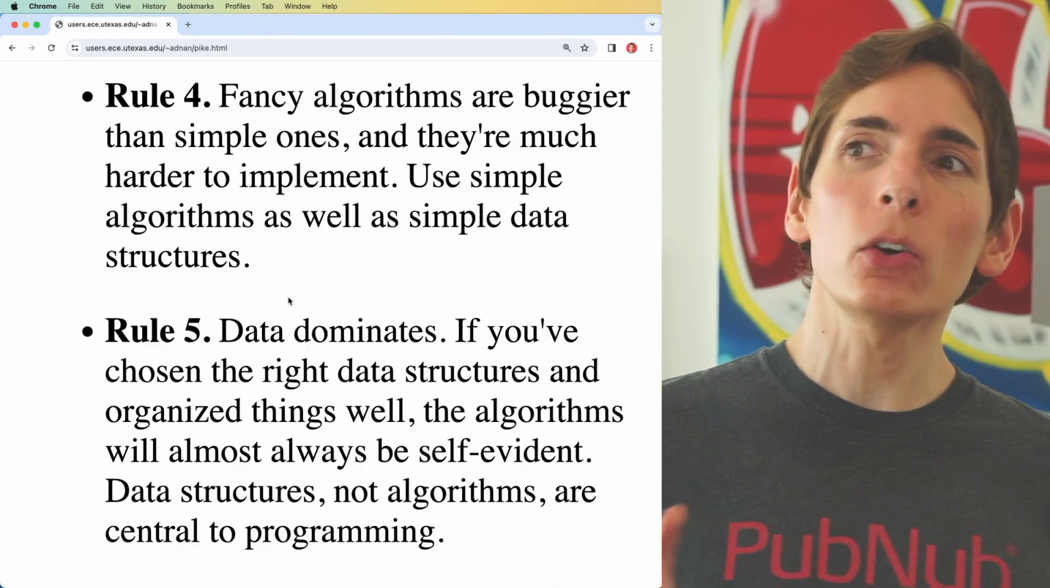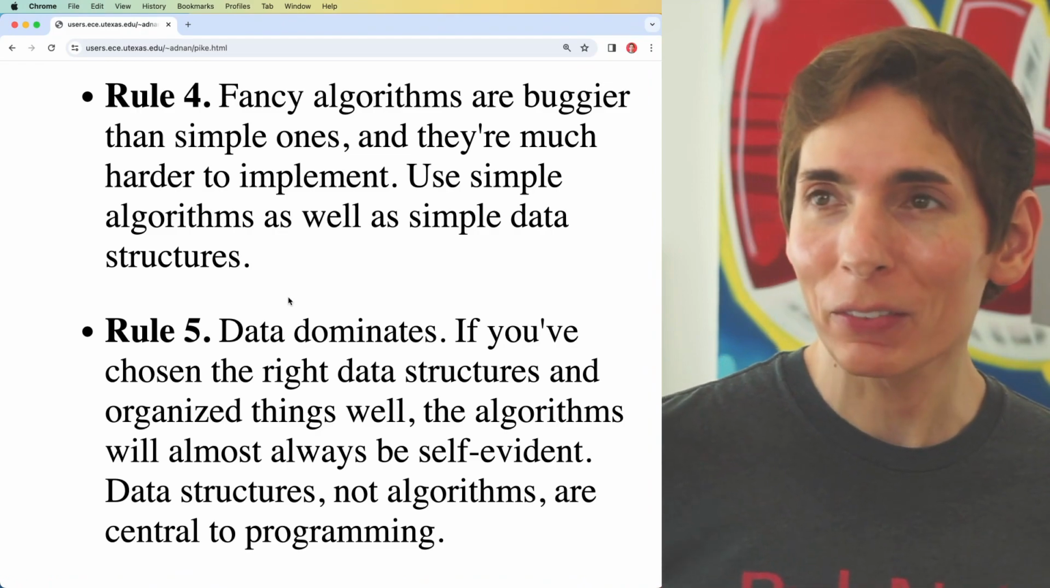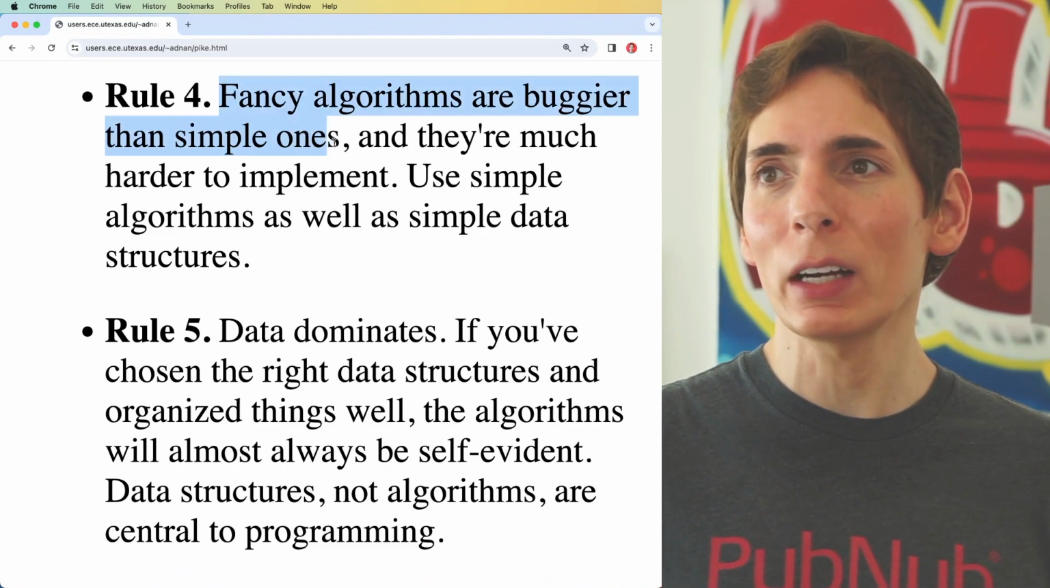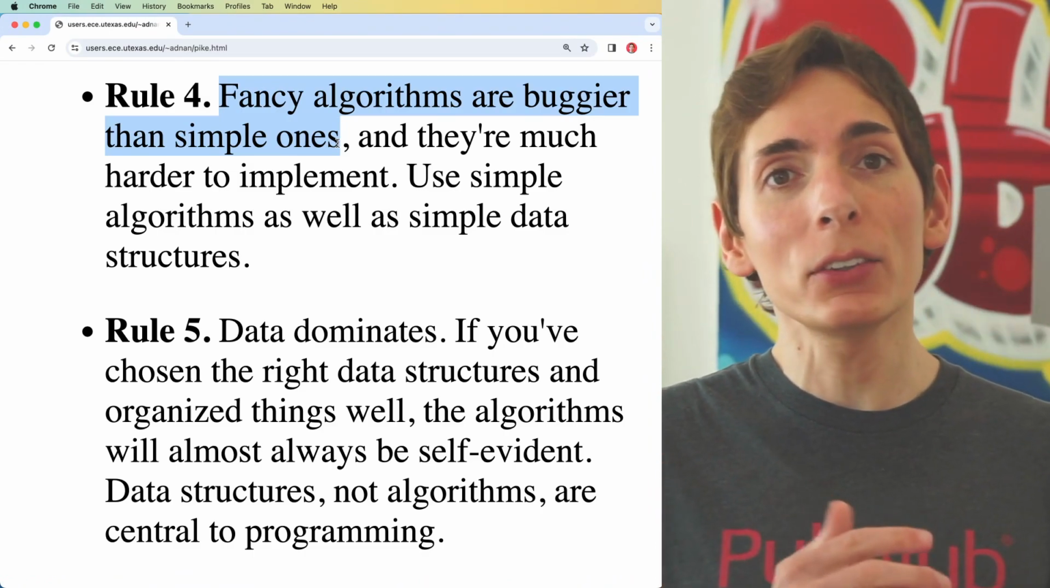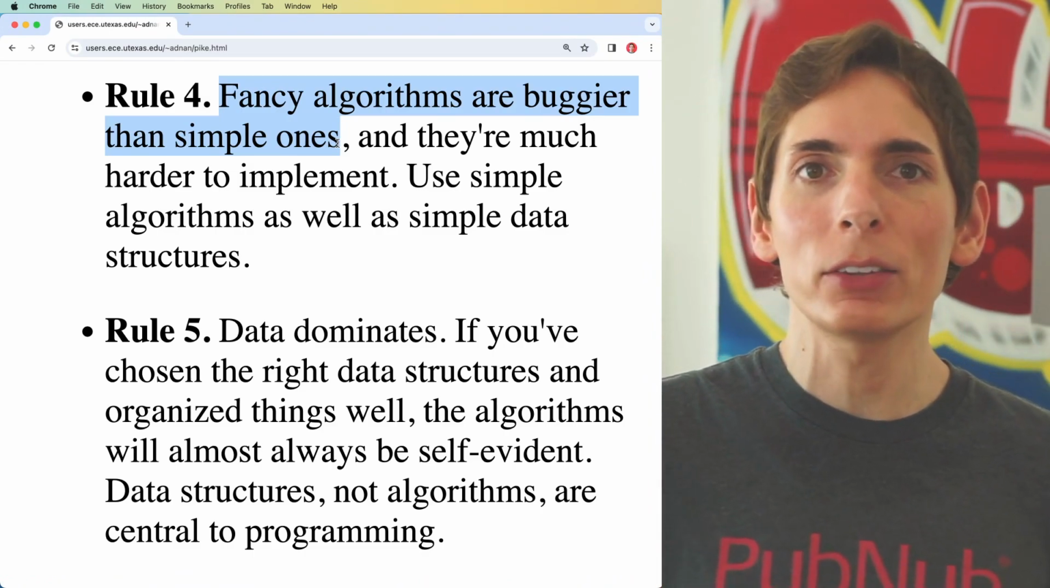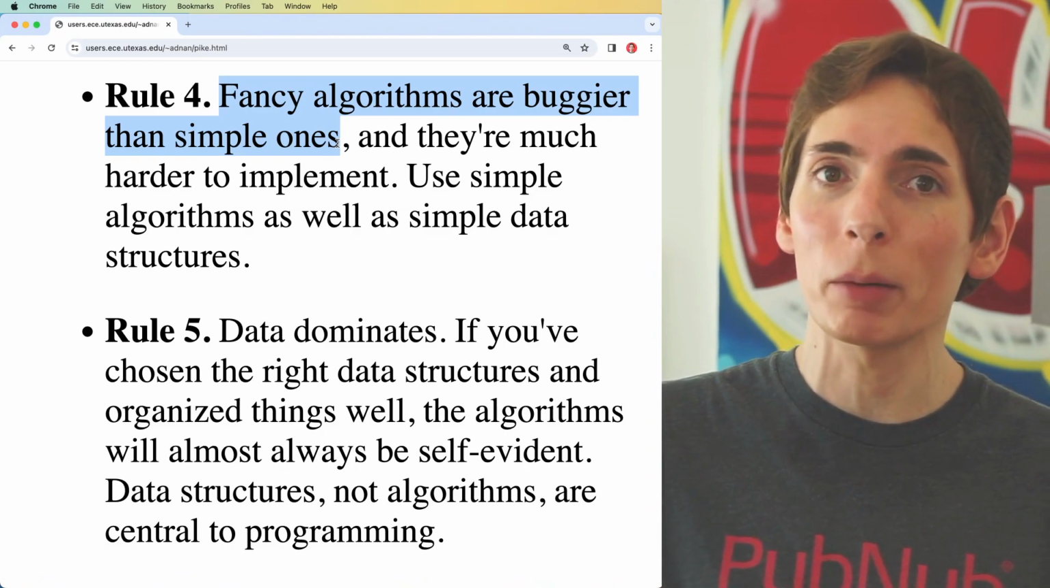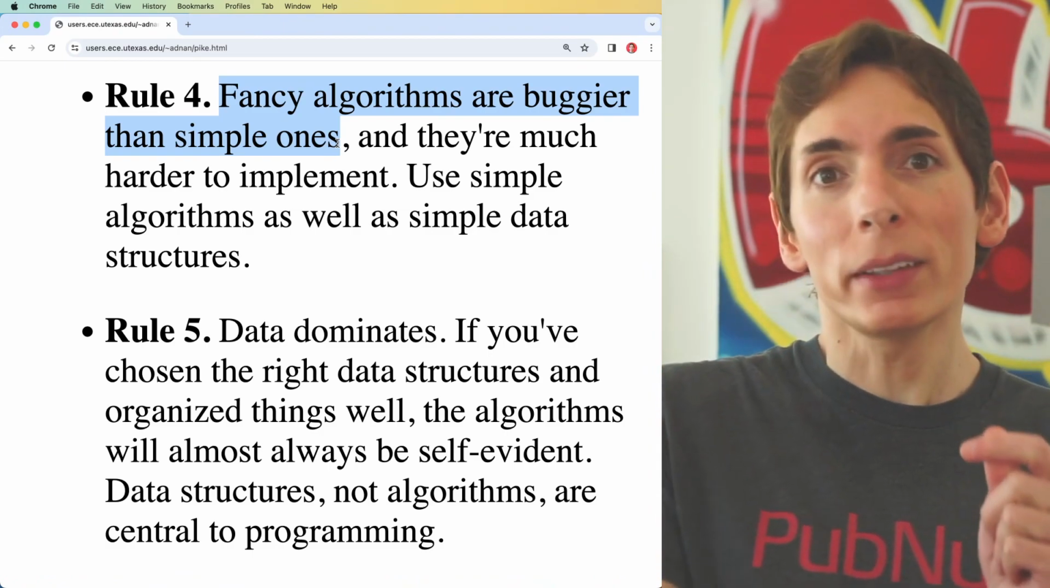Rule number 4 out of the 5 rules of programming is describing that fancy algorithms are buggier than simple ones, right? Fancy algorithms, they're more complex and they deal with more things and more cases and conditions that allow you to optimize how code and data is flowing through your program. You'll have to spend more time and effort to implement the fancy algorithm.